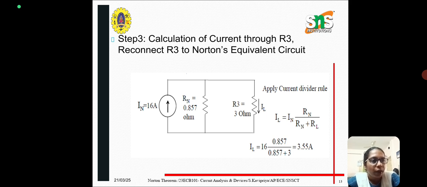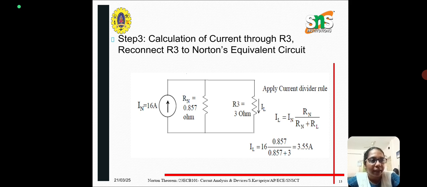If we require voltage, V is equal to IR. So this current 3.55 into 3 gives the voltage that is available across this particular 3 ohm resistor. So these are the steps involved in solving a circuit using Norton's theorem.